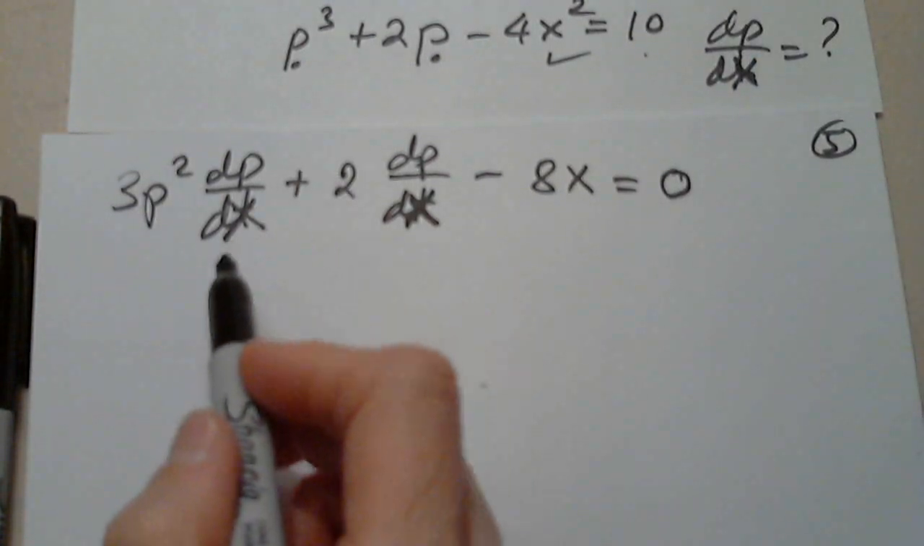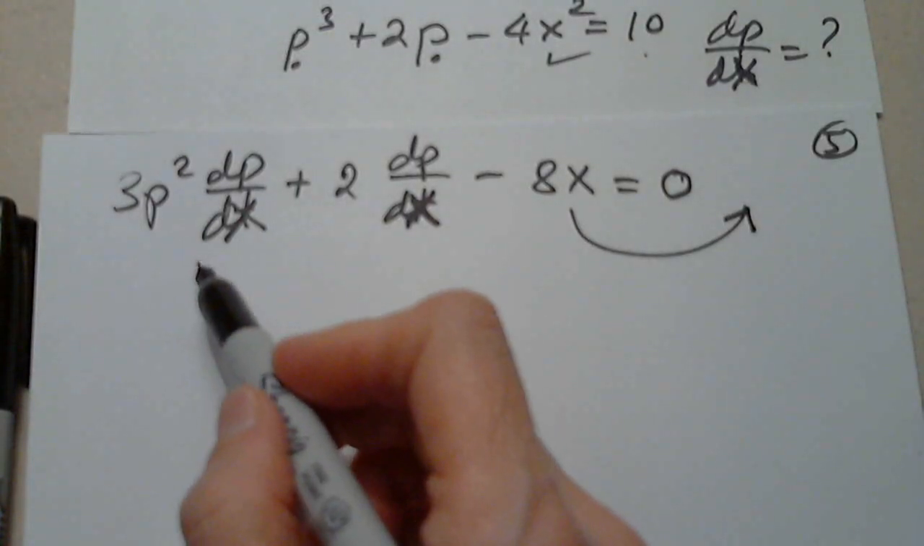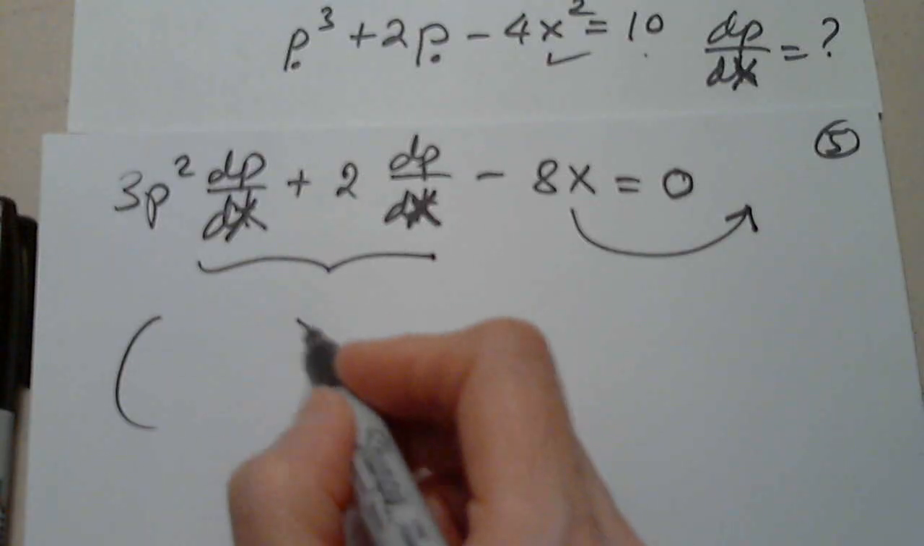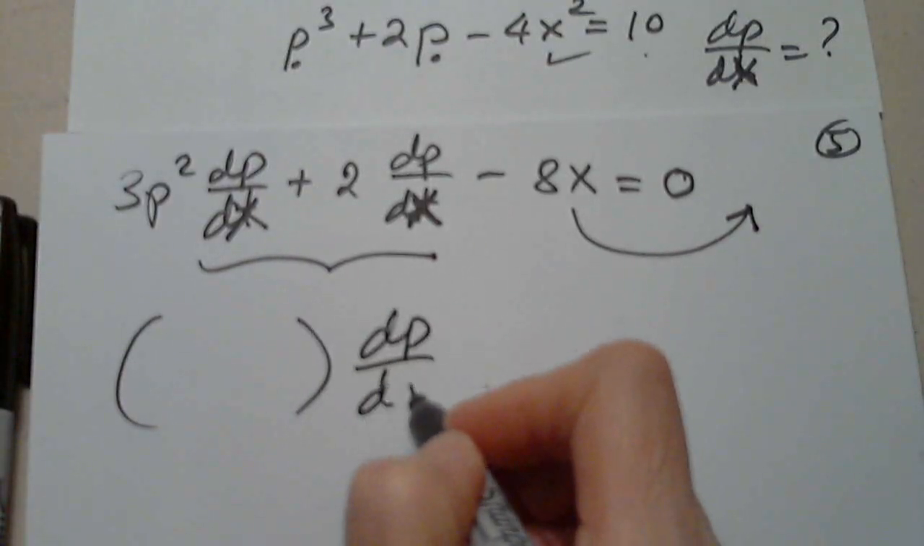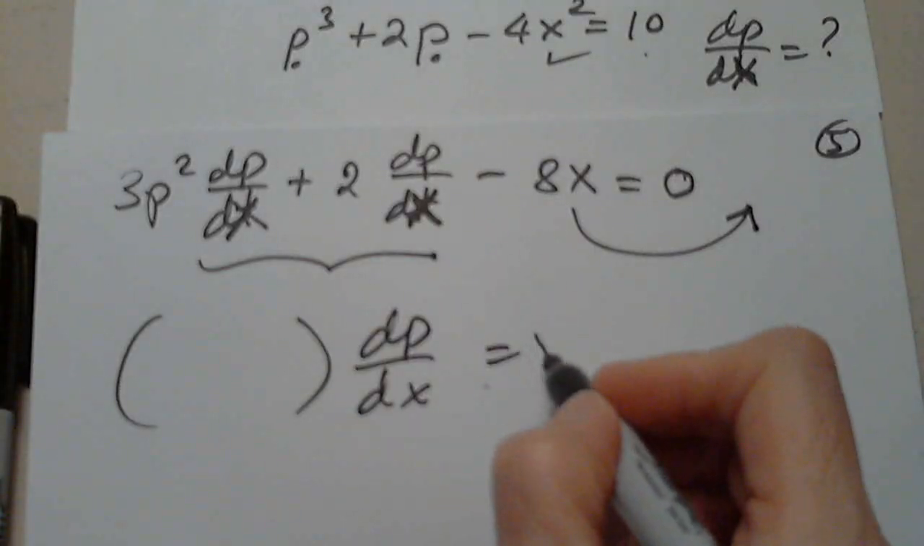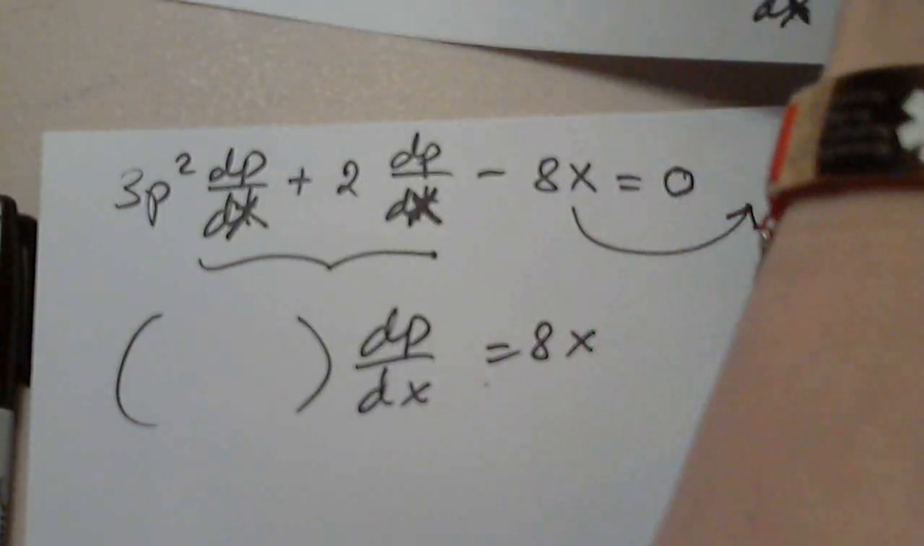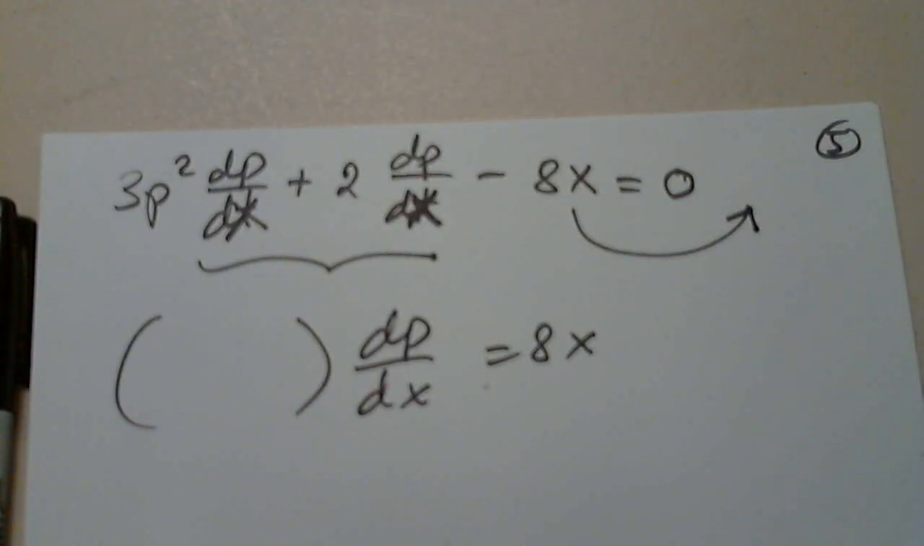Perfect. Now, the 8x has to be transferred to the other side, and here I have to factor out dp over dx because these are not like terms. And the right-hand side is 8x. So now, what do I have on the left?